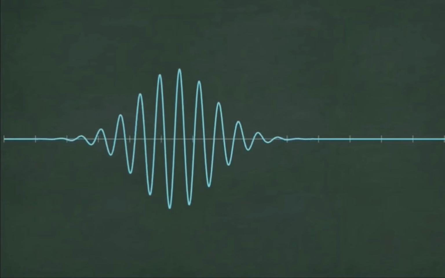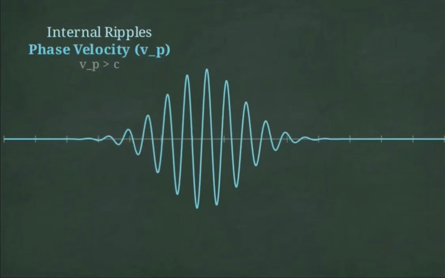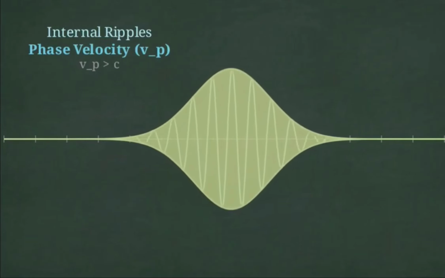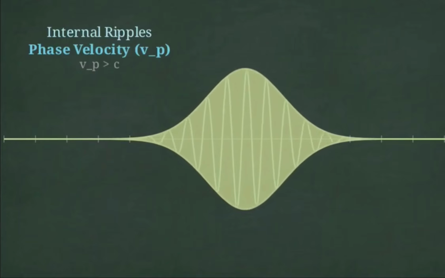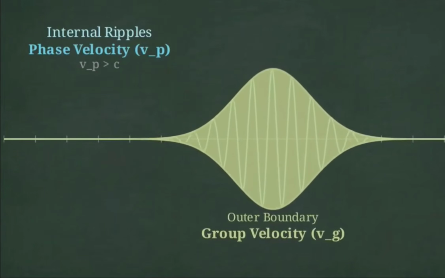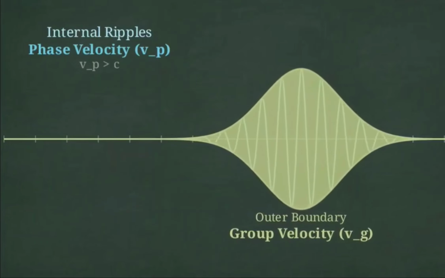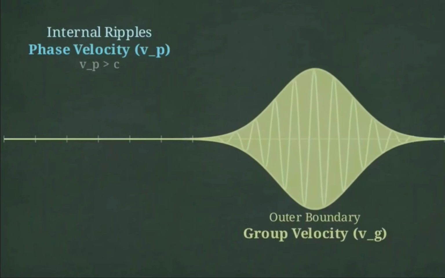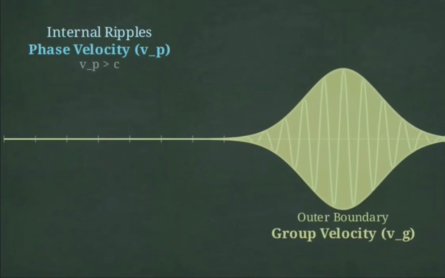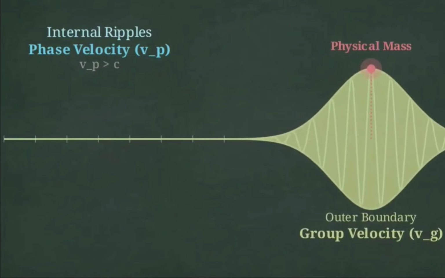Direct your attention to the individual ripples pulsing rapidly on the inside of the packet. These internal ripples still travel at the impossible phase velocity, faster than light, but they are strictly confined inside the envelope. The physical resolution lies in the motion of the outer boundary, the envelope itself. The specific speed at which this overall probability envelope travels through space is known as group velocity. The exact center of this traveling envelope identifies the highest localized probability of finding the physical mass.